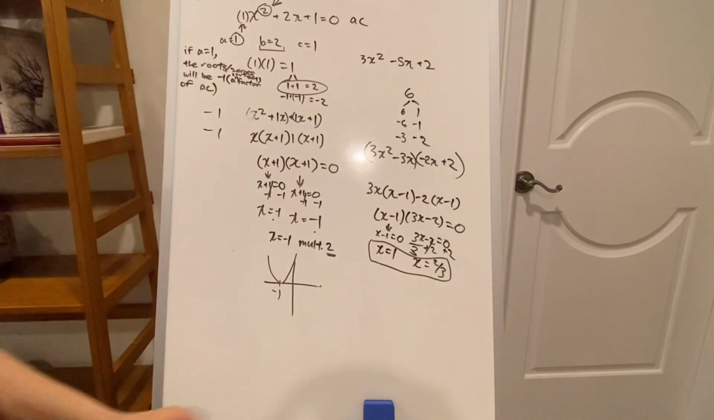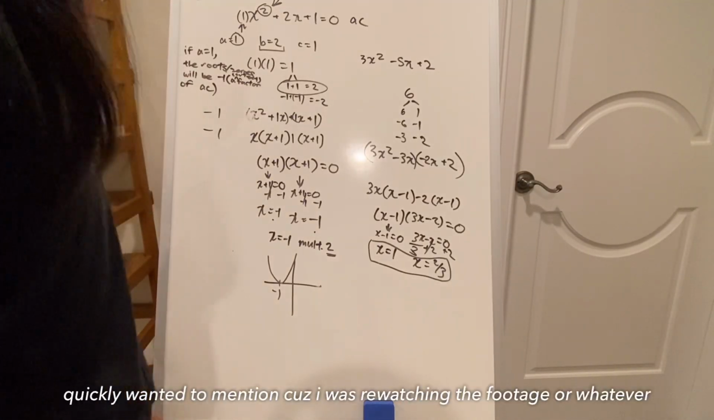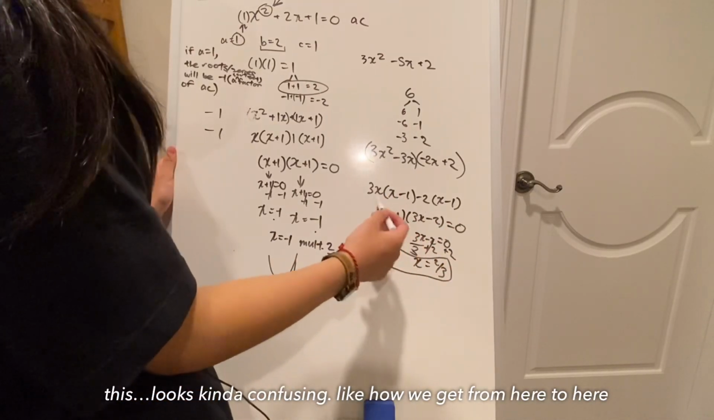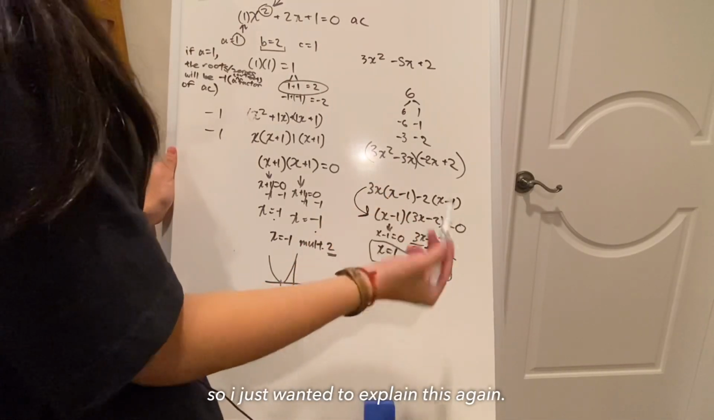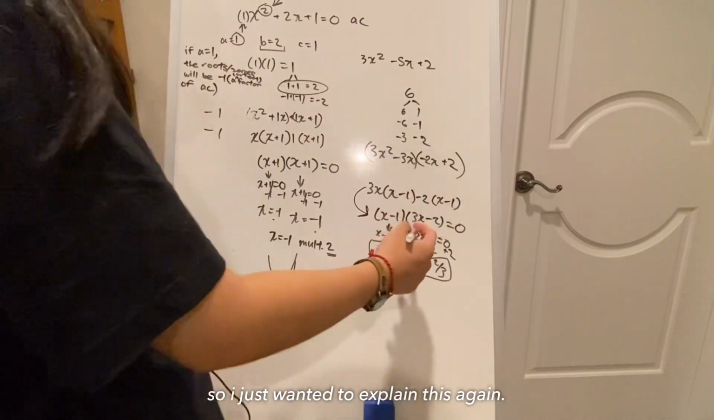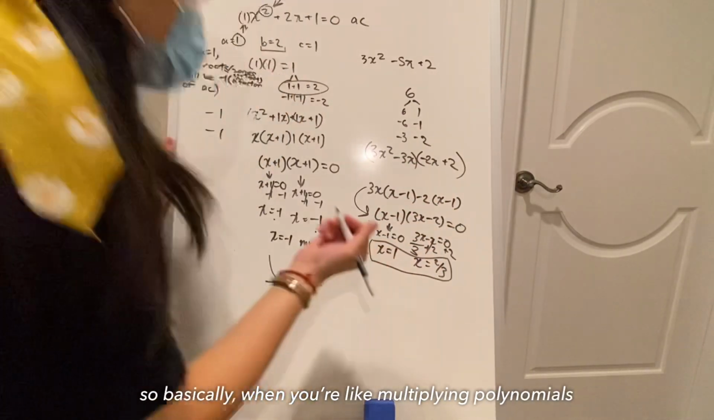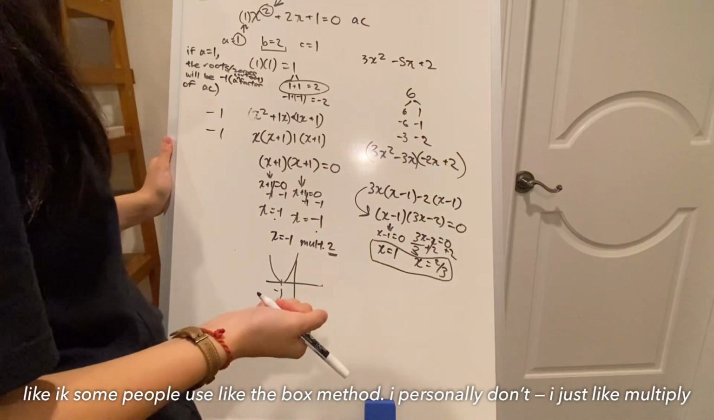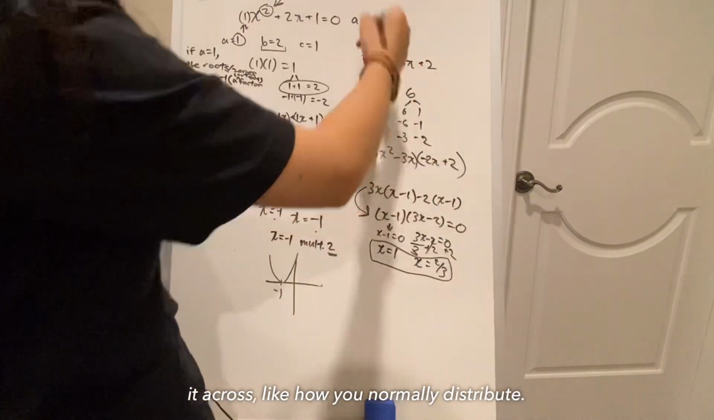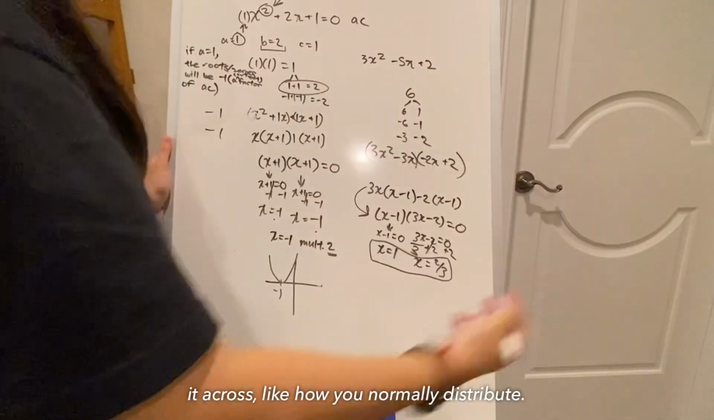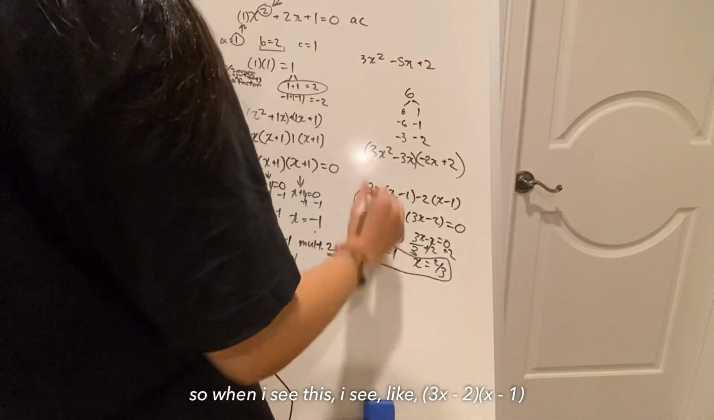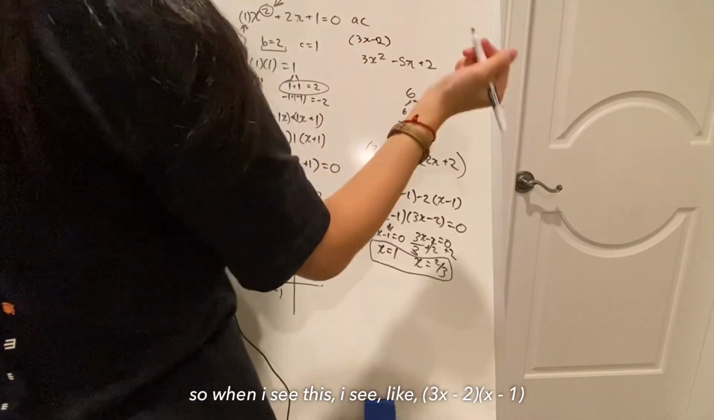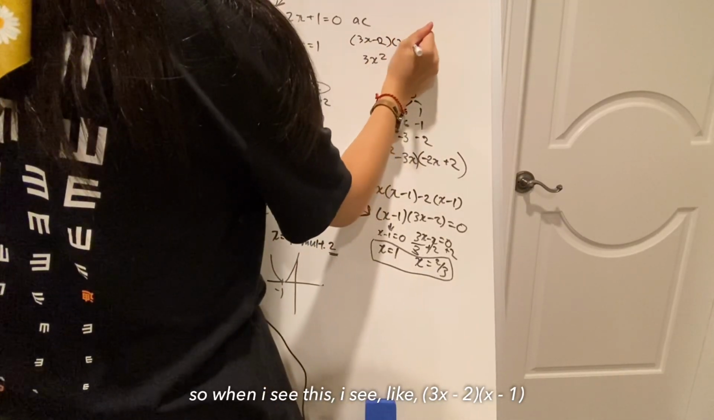Okay, so I'm back. I really quickly wanted to mention, because I was rewatching the footage, this looks kind of confusing, like how we get from here to here. So I just want to explain this again. Basically, when you're multiplying polynomials, this is kind of a review. I know some use the box method. I personally don't. I just multiply across, like how you normally distribute. So when I see this, I see 3x minus 2 times x minus 1.